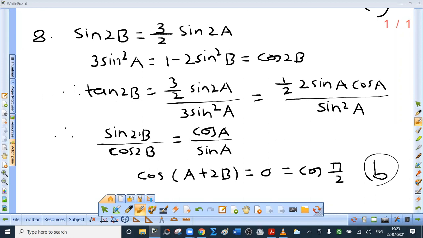Now what is tan 2B? Sin 2B upon cos 2B. Let me explain. On RHS, what remains is cos A upon sin A. Now I have omitted 2 steps. Cross multiply: cos 2B cos A equal to sin 2B sin A. Shift that term to LHS. So it becomes cos 2B cos A minus sin 2B sin A equal to 0. But that is expansion of cos of 2B plus A. It is 0, but cos pi by 2 is 0. So angle A plus 2B must be pi by 2, which is given in option B.